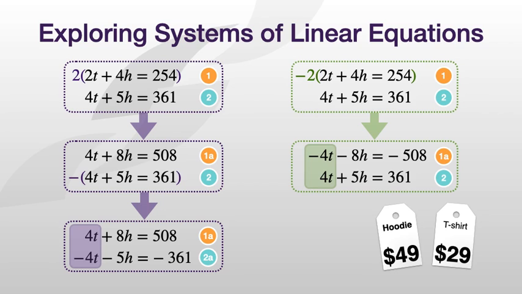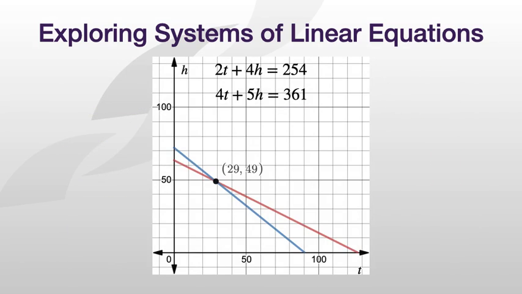Let's analyze how this algebraic method connects to a graphical solution. The graphs of the two equations that we use to model the situation are shown here. If we were to add these two equations, we get 6t plus 9h equals 615. Notice that the graph of this equation also passes through the point of intersection. However, simply adding these two equations doesn't bring us any closer to a solution. It's correct, just not useful.